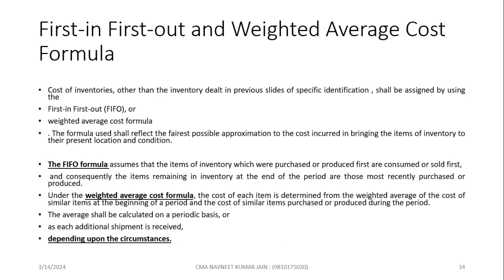Now, coming to the FIFO (first in, first out) and weighted average cost formula, I think this is the same which we already know. Since the time is overshooting, I'll not be able to detail much on those areas. FIFO and weighted average methods are two methods which are allowed. Same two methods are allowed here also. Cost of inventories other than those dealt with in previous slides of specific identification shall be assigned by using the FIFO method or weighted average cost formula.